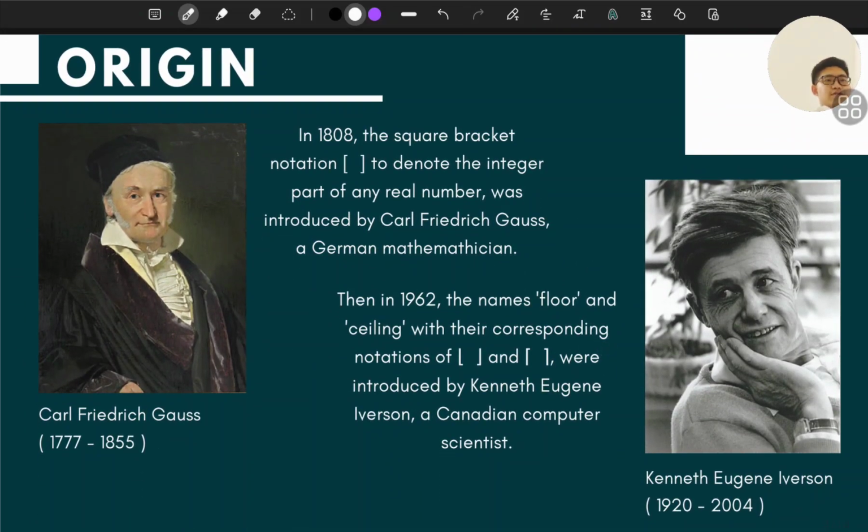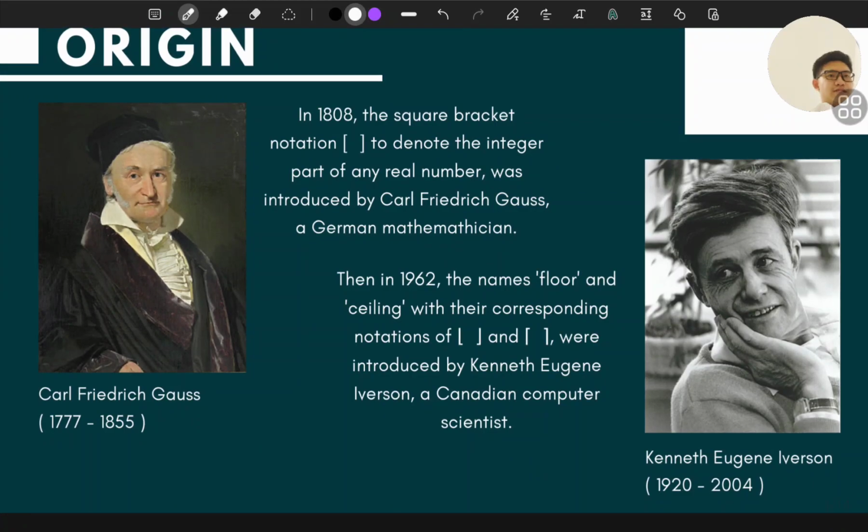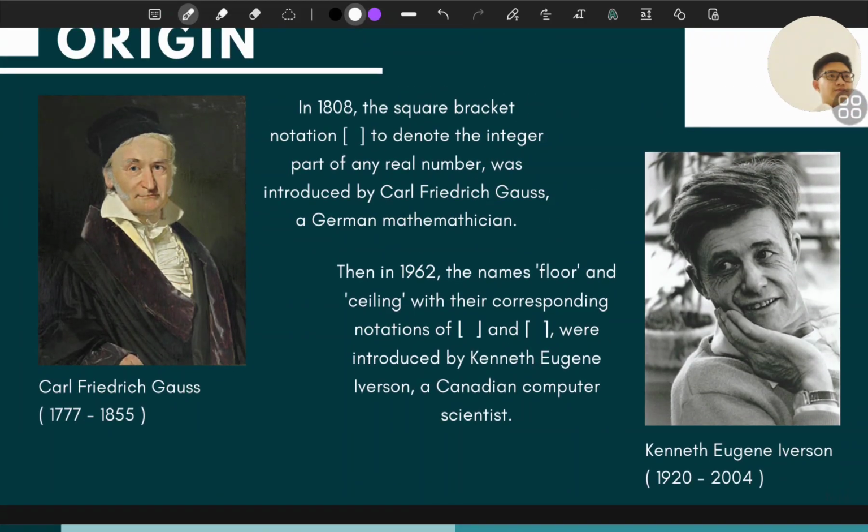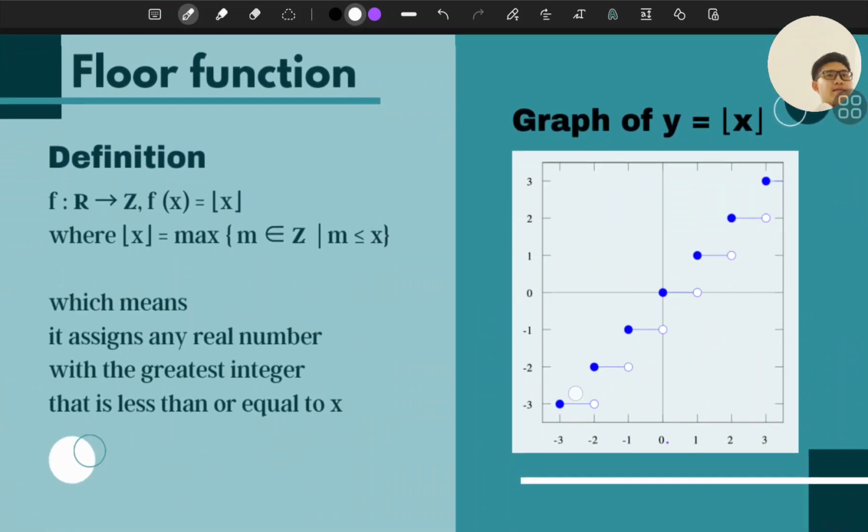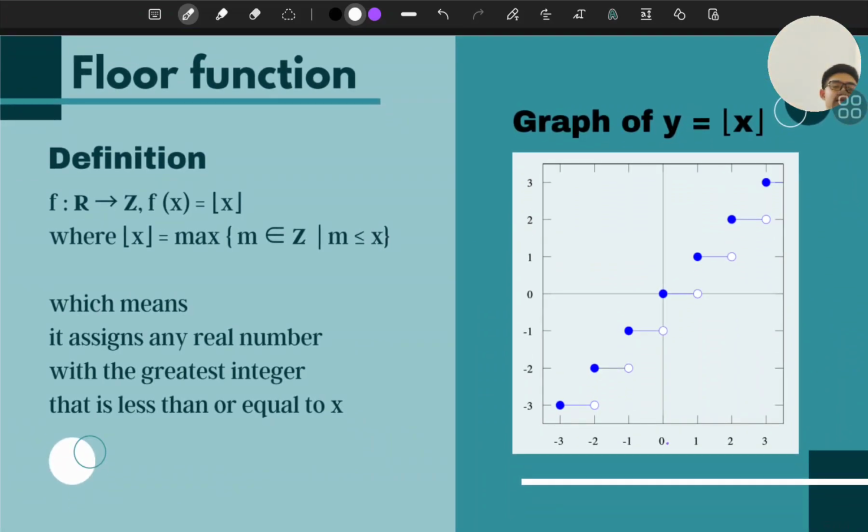So here's a bit on the origin if you are interested, but we'll be skipping it due to not enough time. Alright, so this is the definition of a floor function, where its domain is the set of all real numbers and the codomain or range is the set of all integers. So its definition says that it assigns any real number, call it x, with the greatest integer that is less than or equal to x.